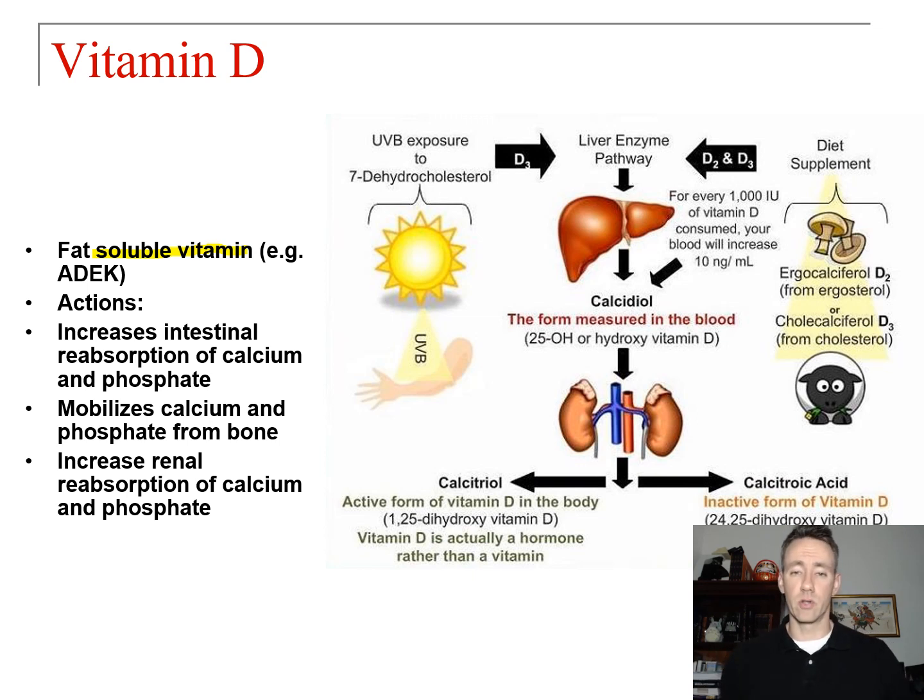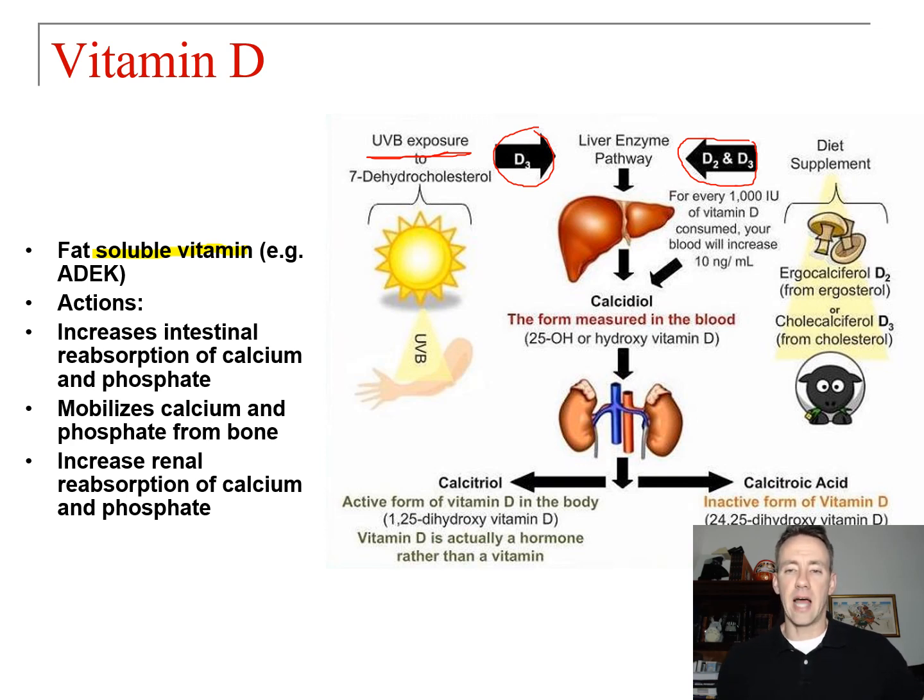So that's what this cartoon over here is showing. You can see that we can get it from UVB exposure. Our skin cells can ultimately convert that cholesterol into something called D3, which you can see over here. And when we ingest it from diet, you can see over here we get D2 and D3. Usually when we're talking about vitamin D, we're talking about D2 or D3, so it's pretty common to just call it vitamin D.